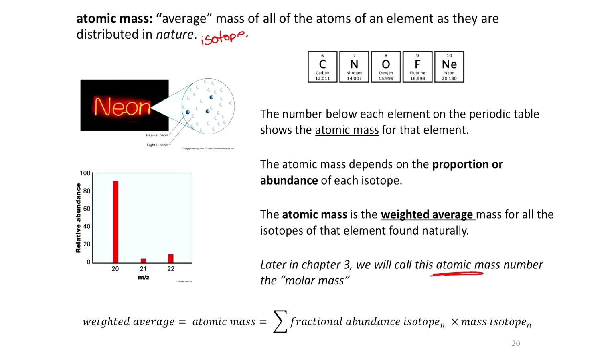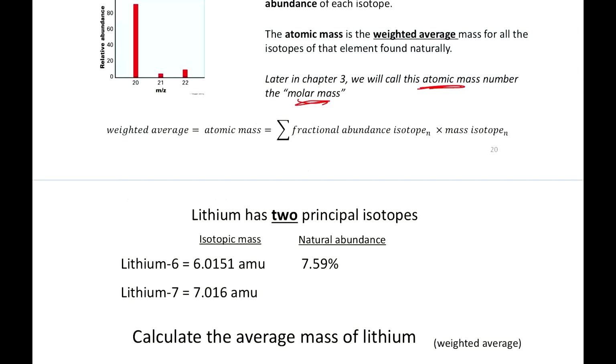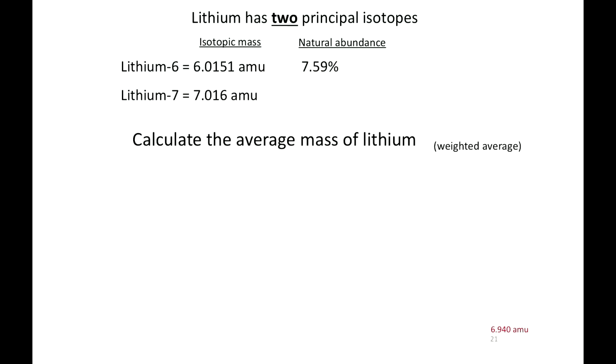We'll call this the atomic mass, and later in chapter 3 we'll call this the molar mass. This atomic mass has the unit of AMU, atomic mass unit. But yeah, later we'll call this molar mass. All right. So let's do some examples that are actually numerical.